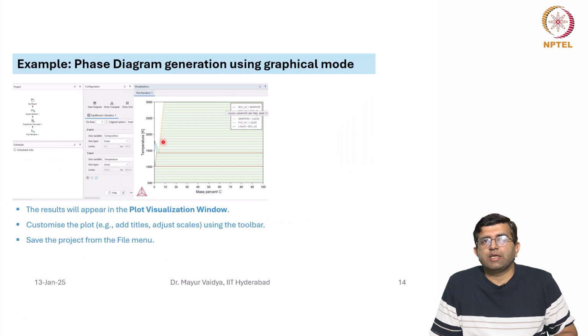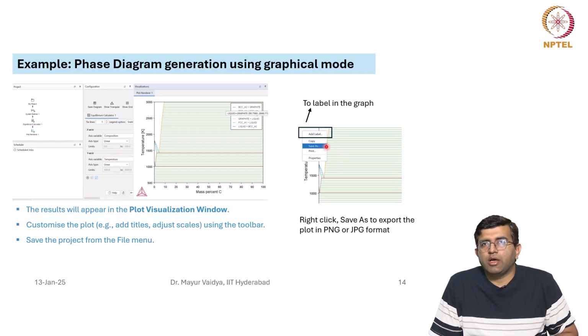So you see that this is the kind of phase diagram that is generated. It looks like a partial phase diagram of iron-carbon. This result will appear in a plot visualization window. And then you can customize the plot, you can add titles, adjust scales using the toolbar, and save the project from the file menu.